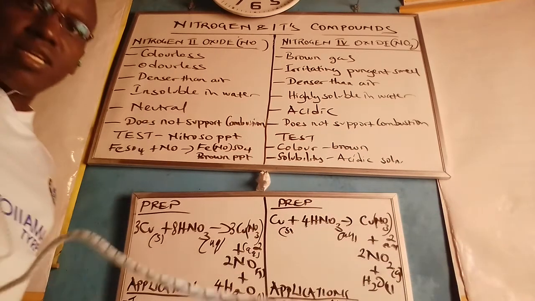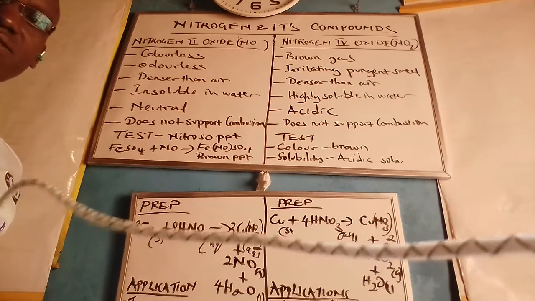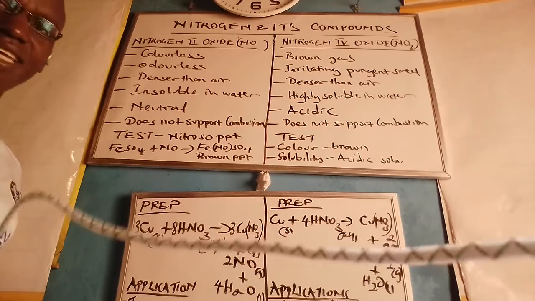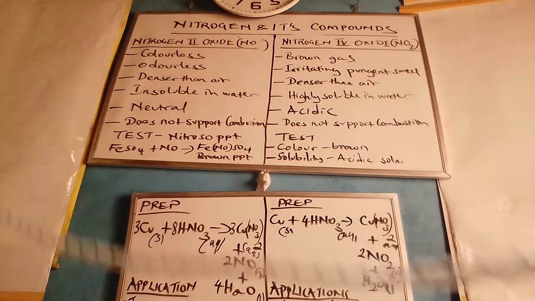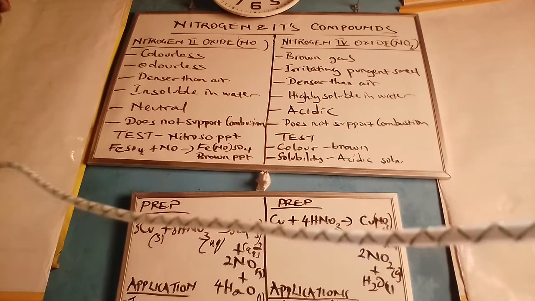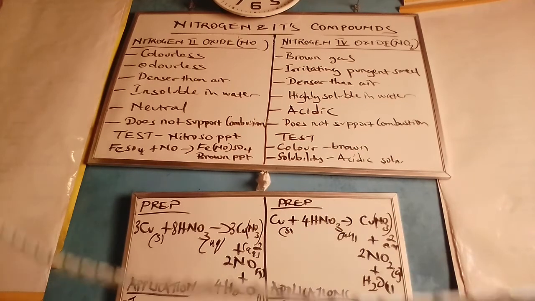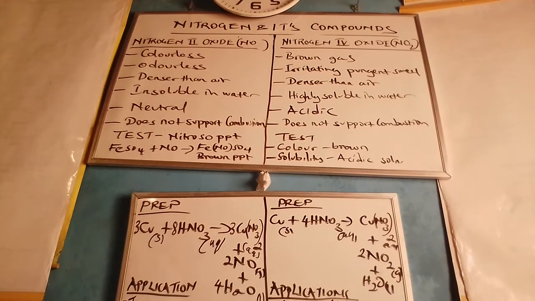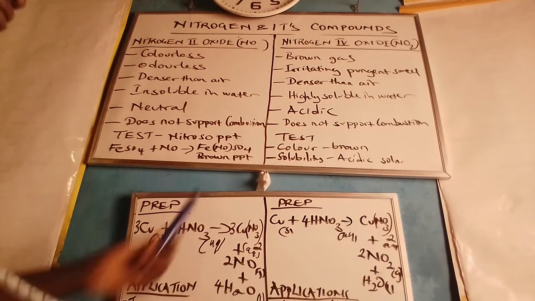The only distinguishing property is that, unlike nitrogen gas, it is reactive. We saw that nitrogen gas is inert, and therefore we can test it by the nitroso precipitation, a process in which you use iron 2 sulfate, and when you add nitrogen 2 oxide in iron 2 sulfate, it forms a brown precipitate.